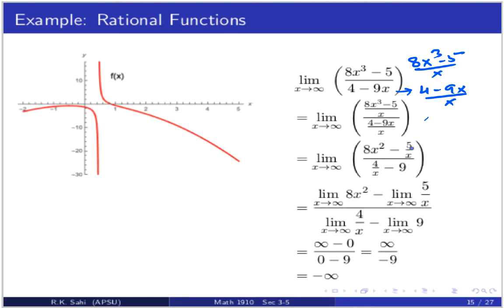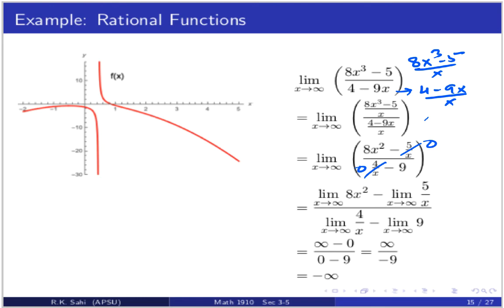So clearly, when you take the limits inside, this goes to 0, 4 over x goes to 0. What are we left with? 8x squared. So as x increases, 8x squared also increases. So you have an infinity on the top, but a negative 9 in the denominator. So infinity over negative 9, no matter how big the number is, even if you divide, it's still going to be a very big number. So the final answer is negative infinity.